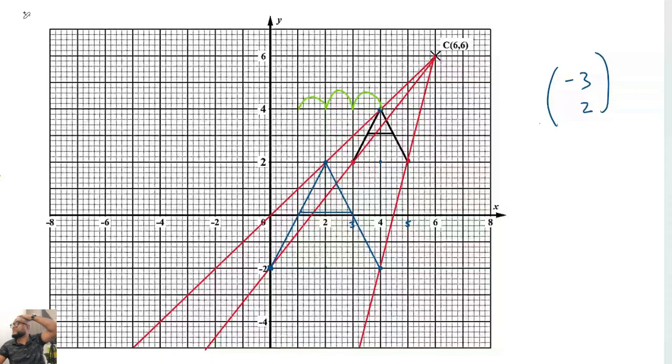Sister, I wasn't here last week. You watch the video? All right. So I don't know if you remember what translation is. We have a vector for translation. The top number means movement to the left or to the right. If it's negative, you're moving to the left. Positive, you're moving to the right. The bottom number indicates movement up or down. If it is positive, you're moving up. If it is negative, you're moving down. So we move 3 spaces to the left. Now we're going to go 2 spaces up.